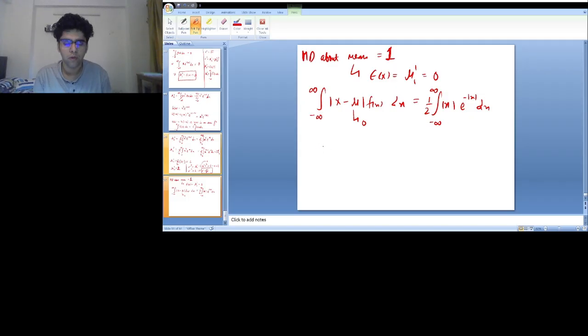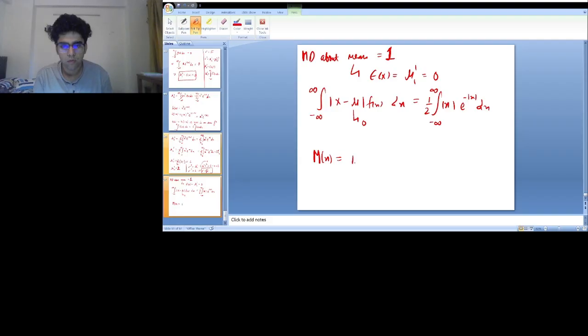Now my mod of x e to the power minus mod of x. So let me define this by another variable, m of x. This is my new function, m function.